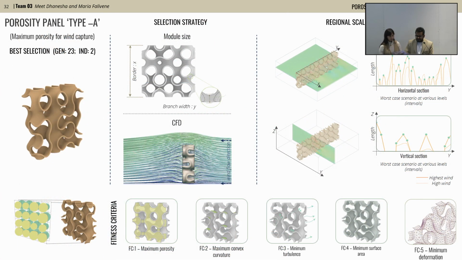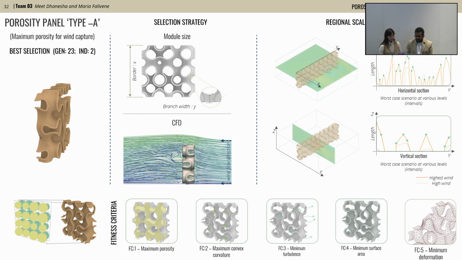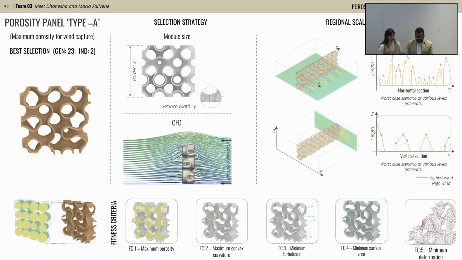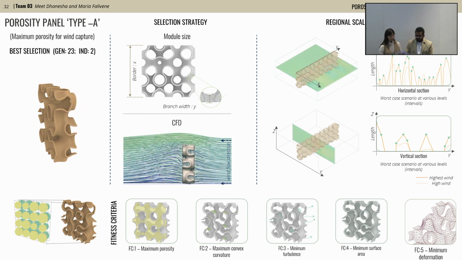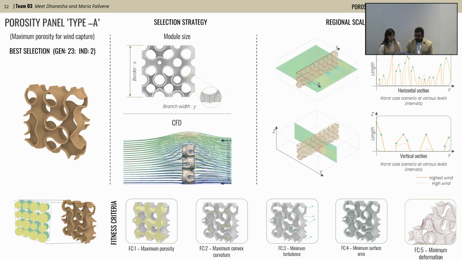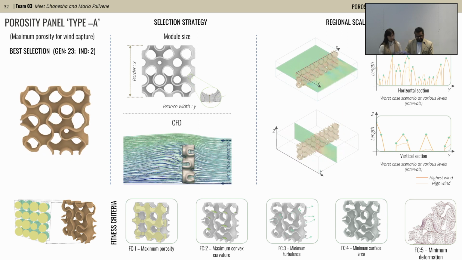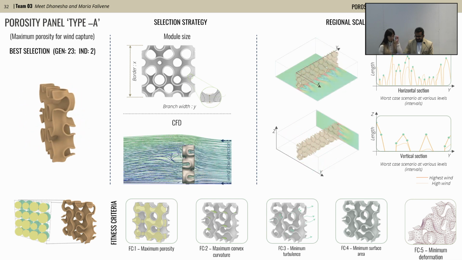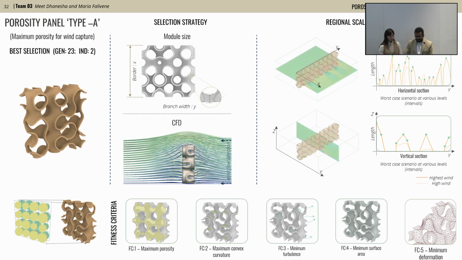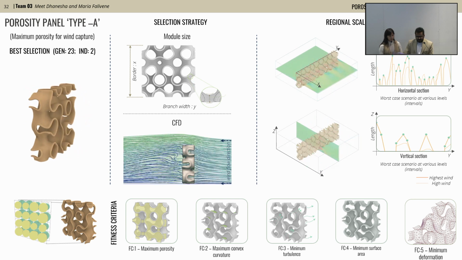An evolutionary multi-objective optimization was employed to evolve the components considering porosity level, wind capture, volume for less material use, and overall less deformation. The best performing phenotype was shortlisted using various levels of selection strategy. Simultaneously, these components were tested at a regional scale to identify the aggregation section where it captures maximum wind.